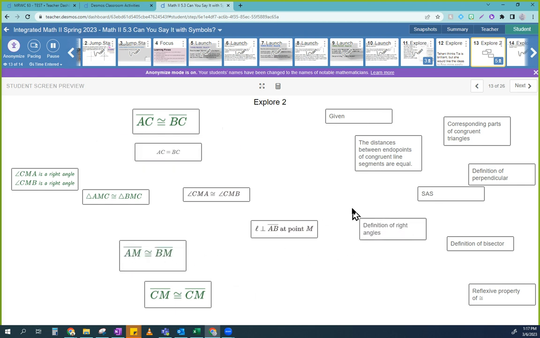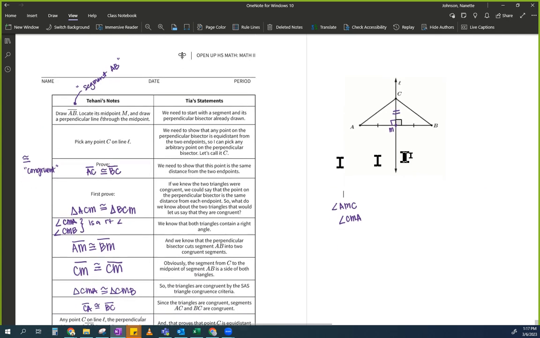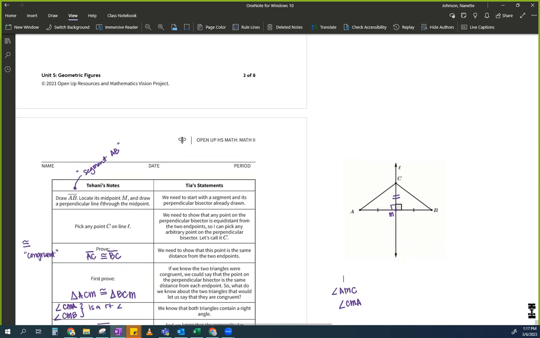I will tell you right now, the first reason that you will always do is given. You will always start with a given. So based on this, I will show you over here. What did they tell you? What did they give to you in the very first thing? What did they tell you in the very beginning of this proof?